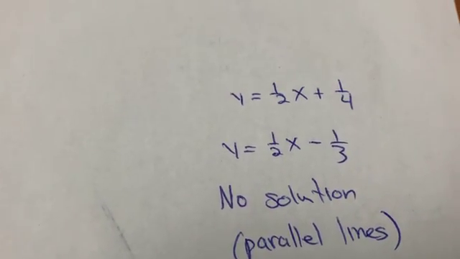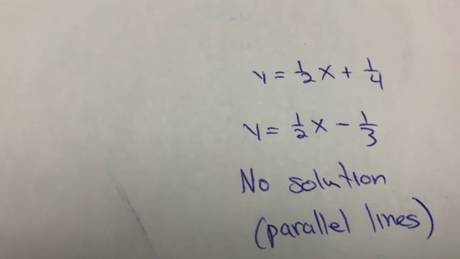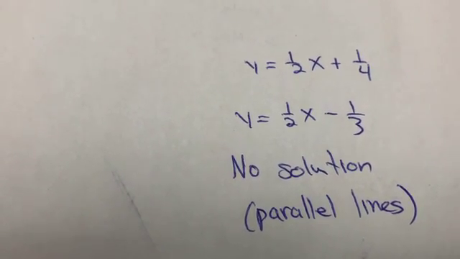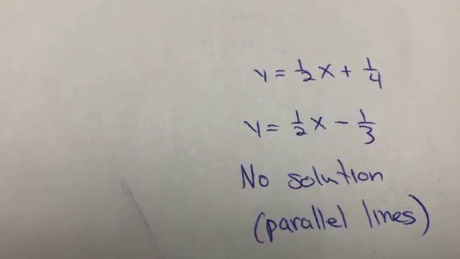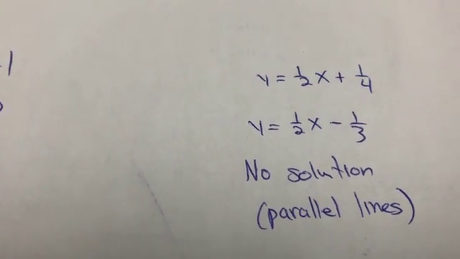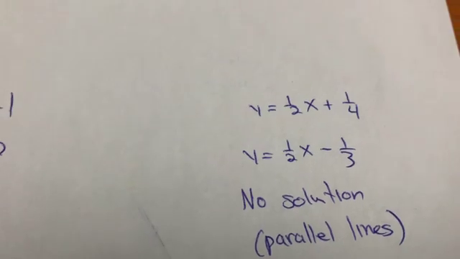I get y equals 1/2 x plus a quarter and y equals 1/2 x minus a third. If you were to graph those on a calculator or by hand, you see that there are two lines that will never cross ever, and so there's no solution to that system.